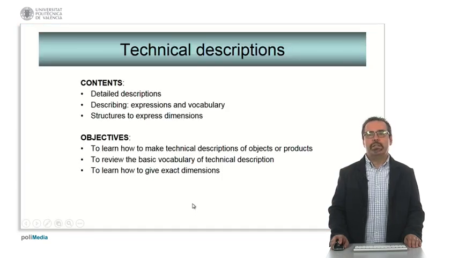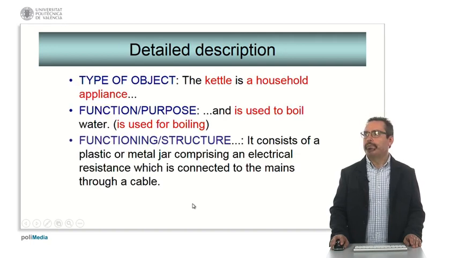These are the contents of the learning object. We will see how to carry out technical and detailed descriptions for engineering, some expressions and vocabulary typically related to description, and structures to express dimensions. The objective is to learn how to make technical descriptions of objects, products in engineering, to review basic vocabulary related to it, and to learn how to give exact dimensions.